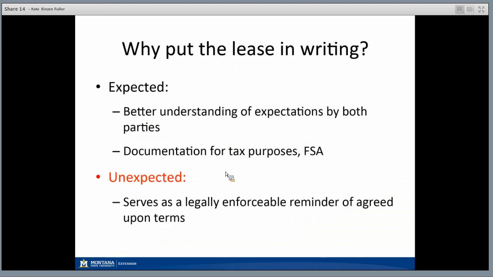And this is yet another reason to put that lease in writing. So for day-to-day expected circumstances, you can have a better understanding of the expectations by both parties if it's all written out. It's nice to have for tax purposes and also some FSA programs. I think there's a form that you can fill out to get around a written lease, but just being able to hand over a copy of your lease is a lot easier. And then in these unexpected circumstances, this will serve as a legally enforceable reminder of the terms that you have agreed on.